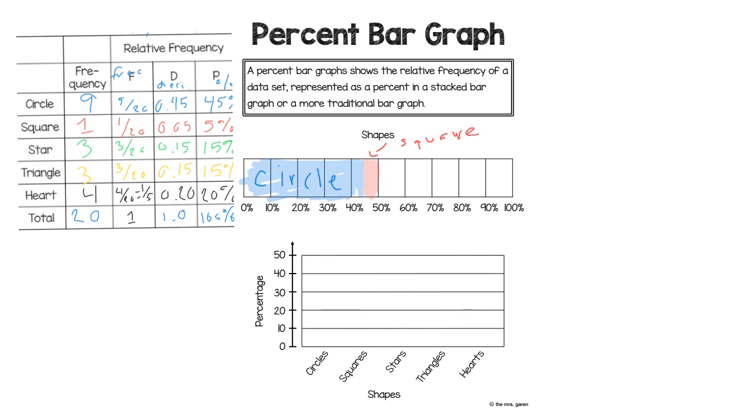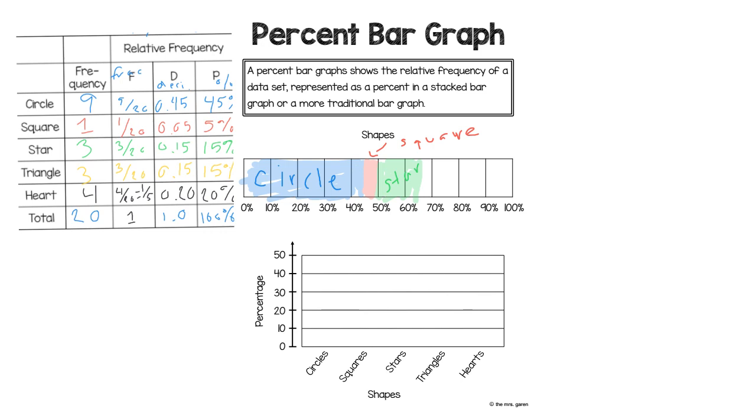Okay. If we keep going down the list here, the next thing we had was a star. And we said that our star was 15%. So we're going to do the same thing. We're going to start at 50, and we're going to go 15 more percent. So 50 plus 15 means we're going to go from 50 to 65. Okay, and from 50 to 65, that 15% right there is representing our star.